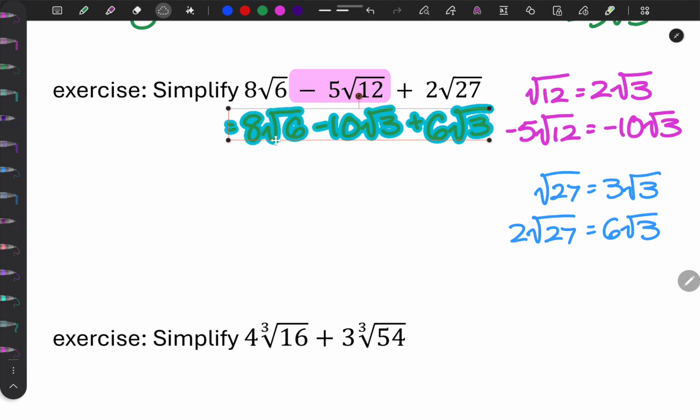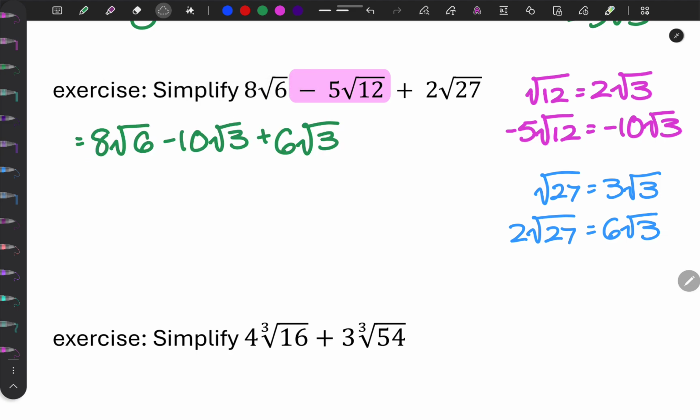Now we look for any like radicals that we can combine. So we still have a root 6 that will not combine with the other terms, but both of the other radicals have a root 3. So these are the terms that we can combine when simplifying. So we leave the 8 root 6 in front, and then we combine our coefficients. Negative 10 plus 6 is minus 4 root 3, and this is our simplified version.